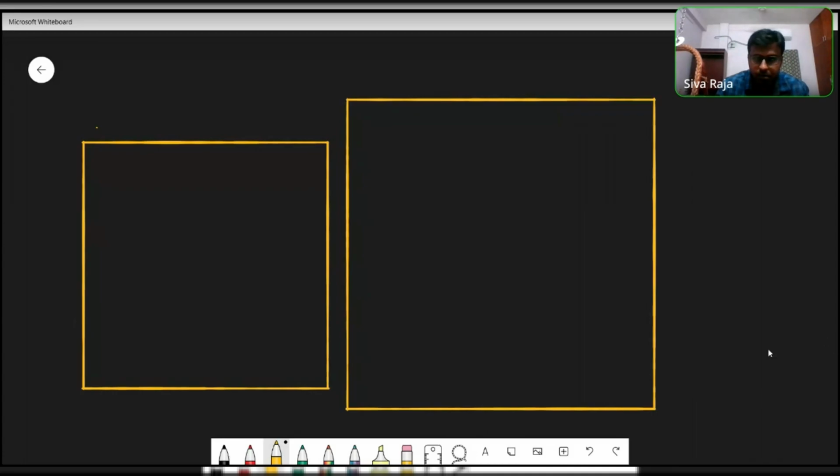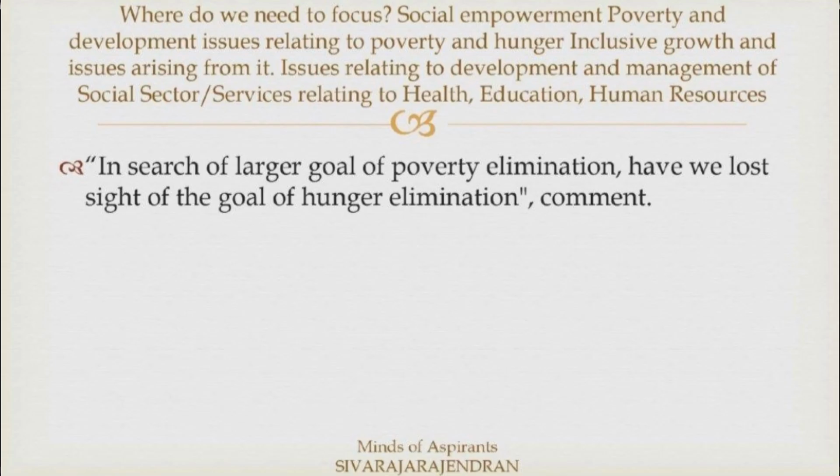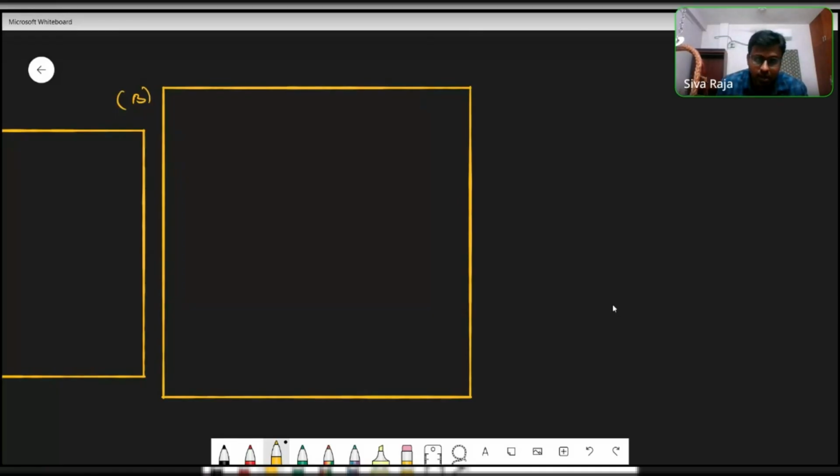So we'll start with that question on poverty. The question is: in search of the larger goal of poverty elimination, have we lost sight of the goal of hunger elimination? It is a common question. So how do we approach this question? It is very simple and straightforward. That is the point. The structure is what we will be looking at.